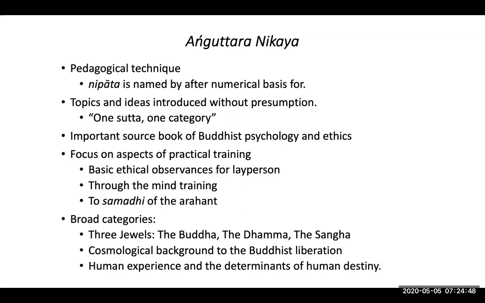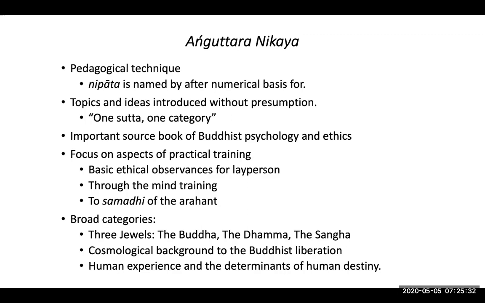Anguttara Nikaya constitutes an important source book on Buddhist psychology and ethics because it provides an enumerated summary of all the essential features concerning the theory and practice of Dharma. So Anguttara Nikaya really emphasizes the practical aspect. The book written by Bhikkhu Bodhi addresses that the Anguttara Nikaya focuses on aspects of practical training, thereby helping us understand the Buddhist training from a new angle.